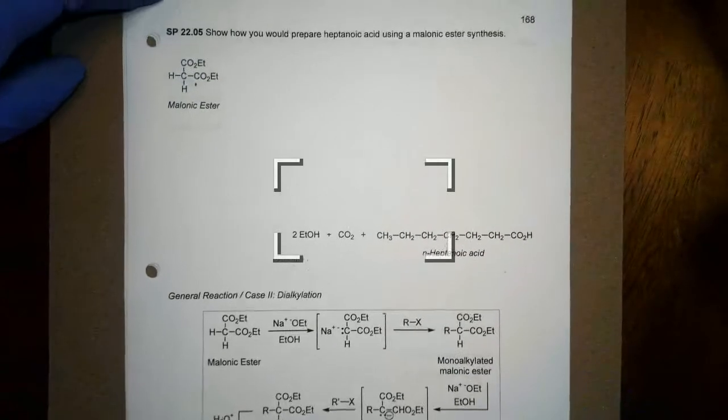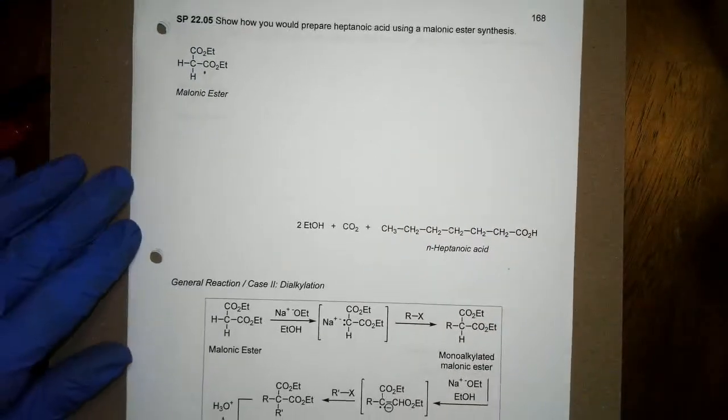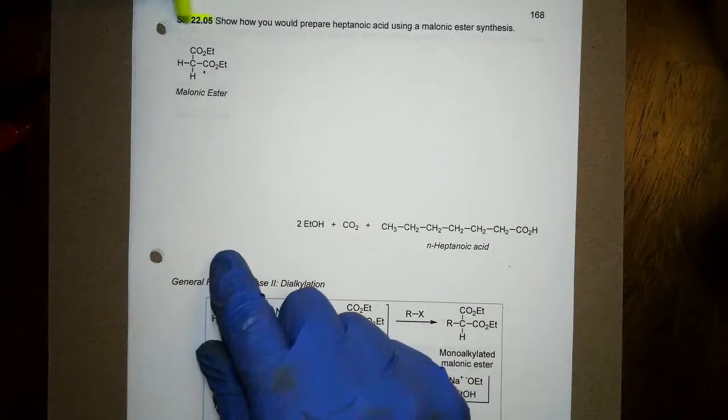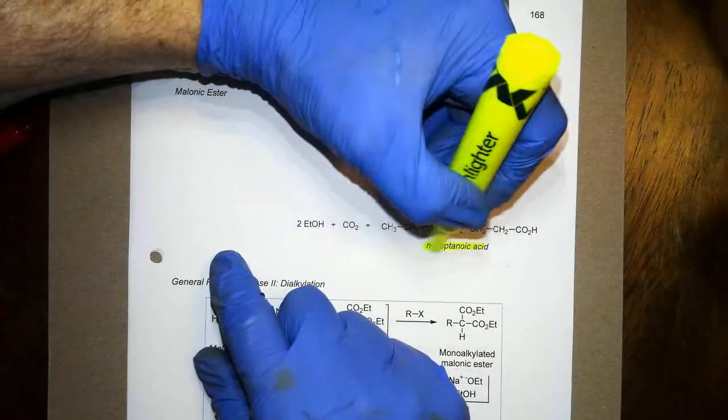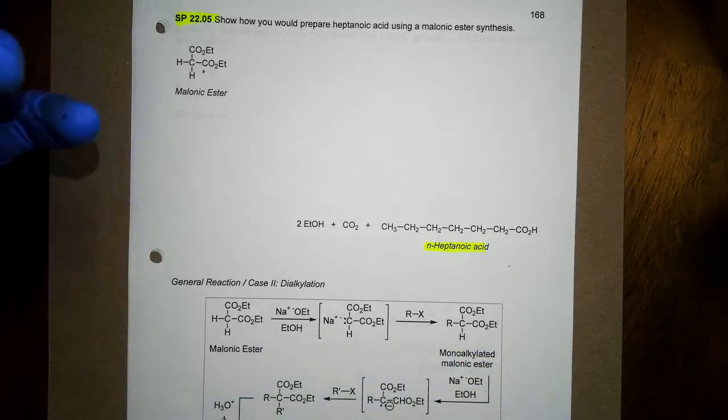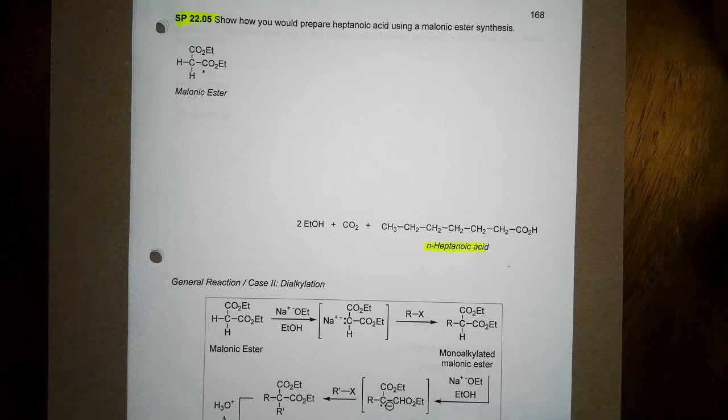Let me work one of these with you. I left a lot on here, but I'm going to show you how simple this can really be. It says, show how you would prepare heptanoic acid. There's heptanoic acid, using a malonic ester synthesis. Whoa, we're going to go from that to that? Yep, we are. We need to know how to do that, but it always involves the same sequence of reactions.